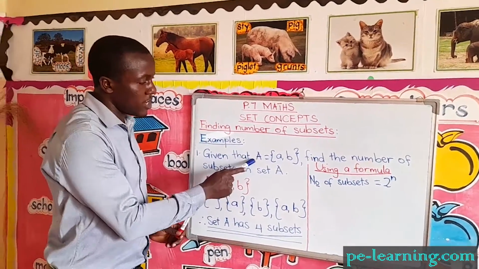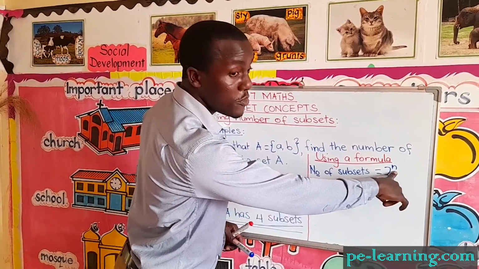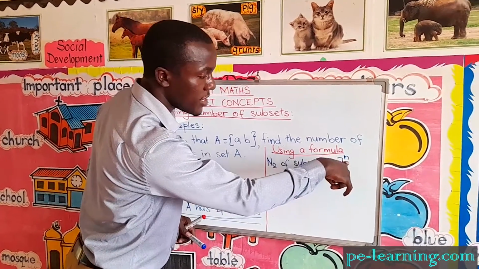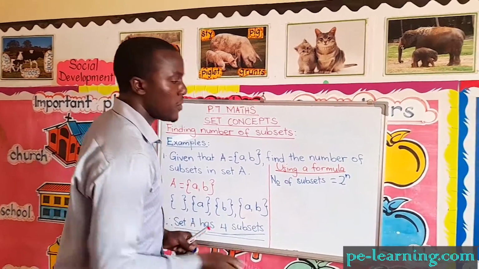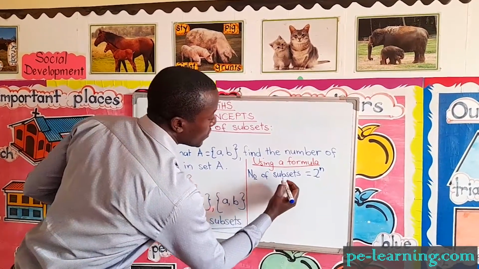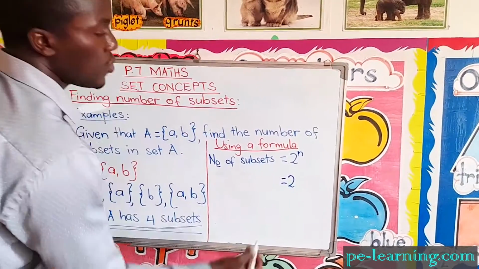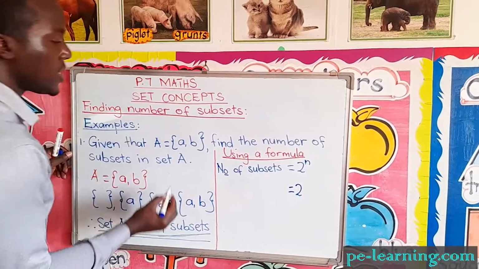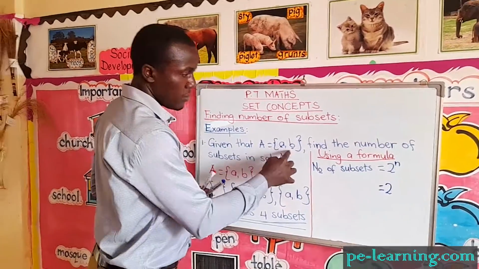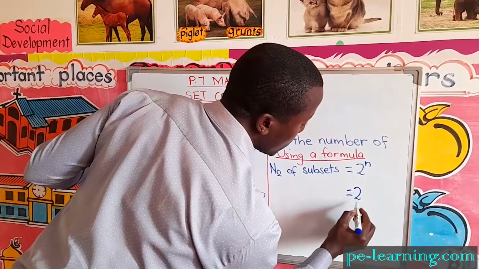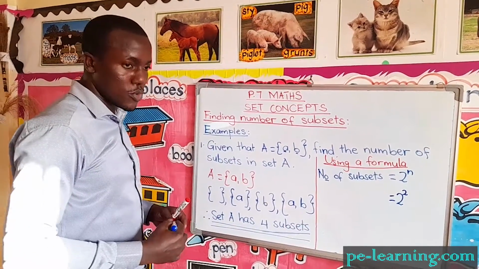So our set A has only 2 members, meaning where we have n, we are going to put 2. Let's substitute in our formula. We shall have number of subsets equal to 2. I've said where there is n, we put the number of elements in the given set, and we have 2 elements. So it's going to be 2 to the power 2, or 2 exponent 2.